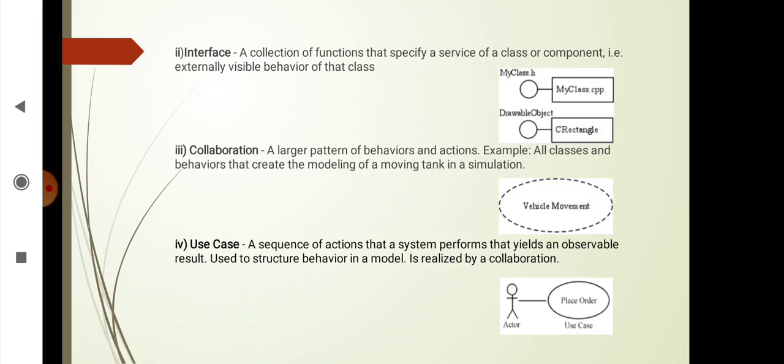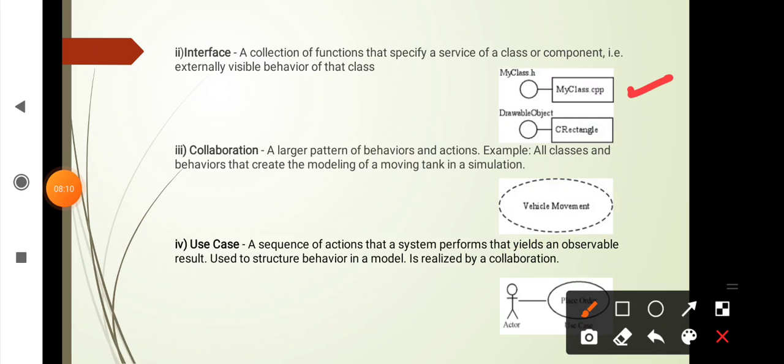Here for example, myClass.h, myClass.cpp, and here one circle and then a rectangle. This is the symbol for interface.